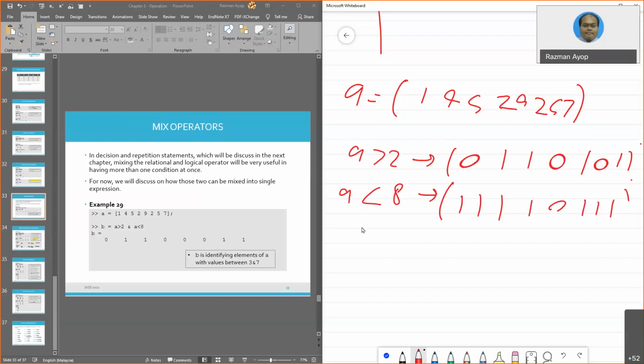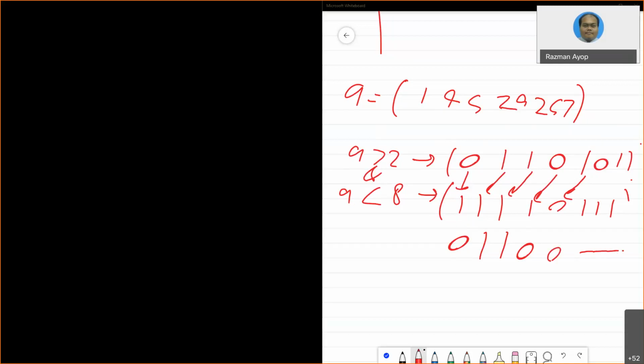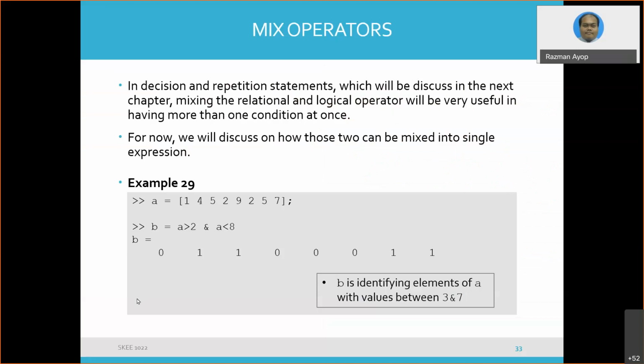So of course you have to use AND. After you do this, you have to put AND. So this one is 0, this one is 1, this one is 1, this one is 0, this one is 1 and 0 is 0, and so on. Okay, make sure you understand how the operation works. Basically, AND and OR are at the end of your precedence.